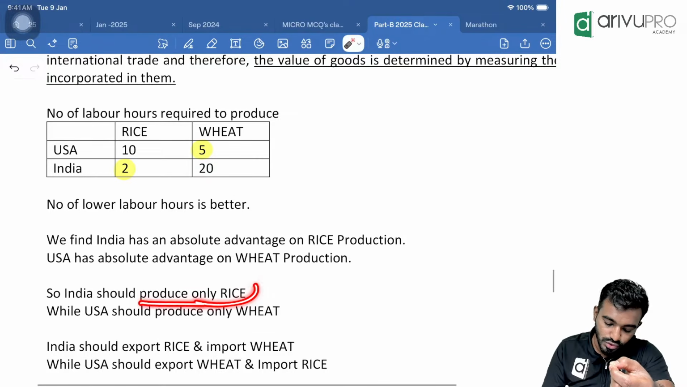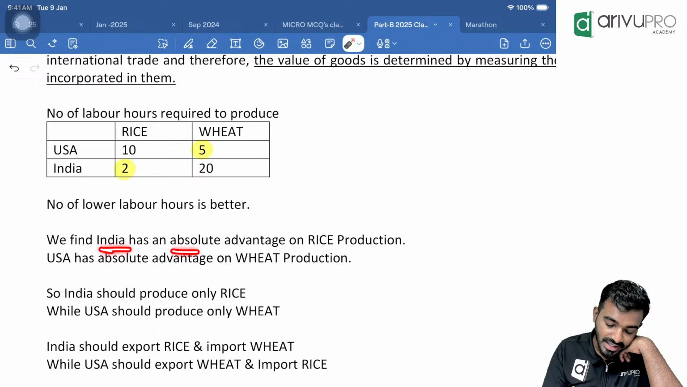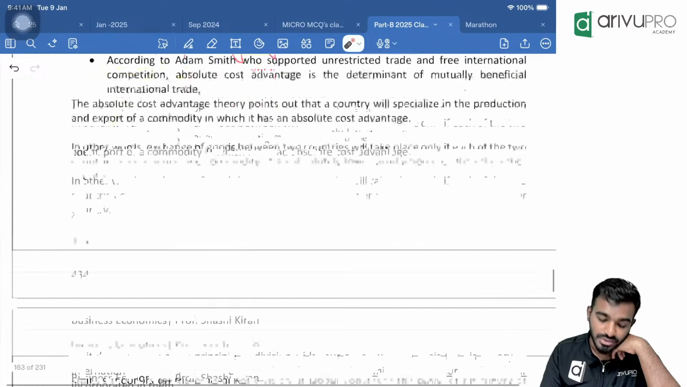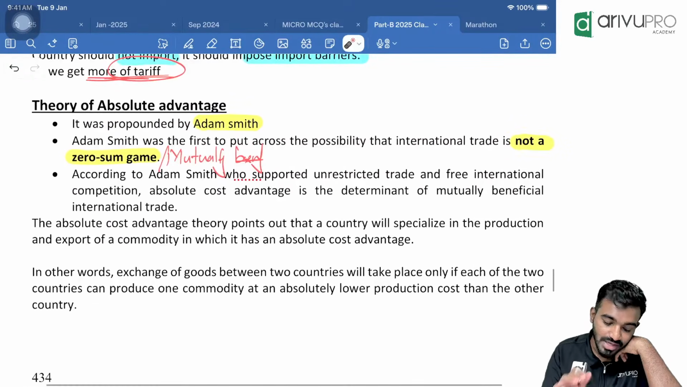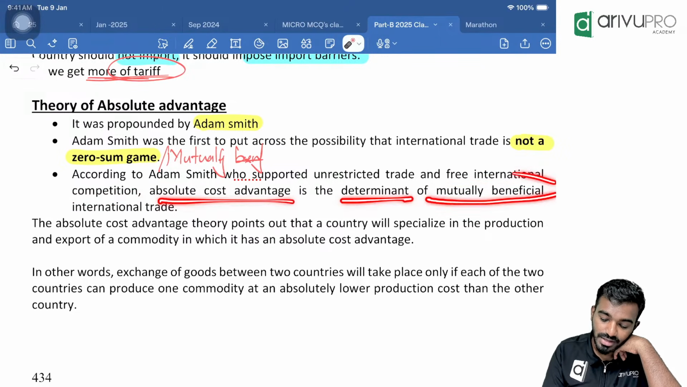See, India should produce only rice. USA should produce only wheat. We find India has an absolute advantage in rice productivity. USA has an absolute advantage in wheat productivity. So this was the theory given by Adam Smith, called the theory of absolute advantage. See, there should be unrestricted trade and free international competition. Absolute cost advantage is determined by mutually benefiting international trade.